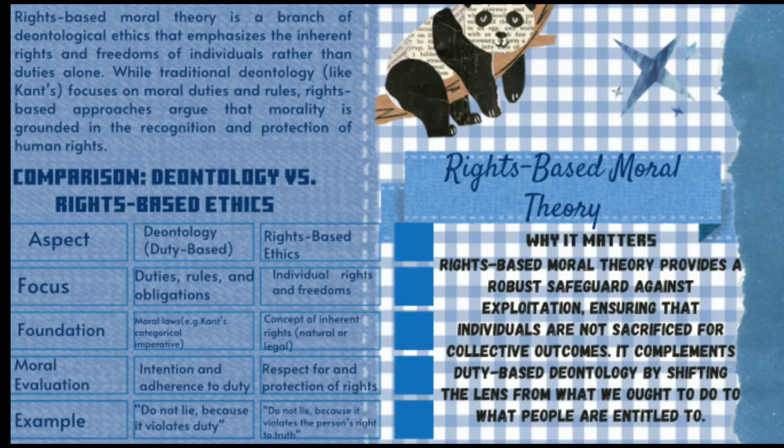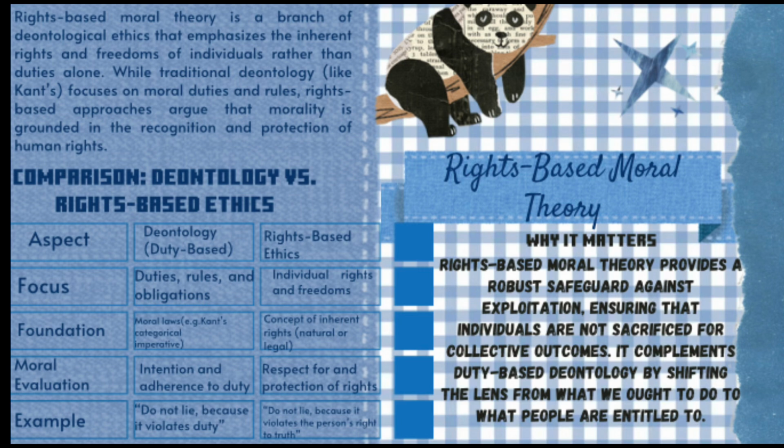Rights-based moral theory is a branch of deontological ethics that emphasizes the inherent rights and freedoms of individuals rather than duties alone, while traditional deontology like Kant's focuses on moral duties and rules. Rights-based approaches argue that morality is grounded in the recognition and protection of human rights. Comparison of deontology versus rights-based ethics. Deontology, or duty-based ethics, focuses on duty, rules, and obligations, while rights-based ethics focuses on individual rights and freedoms.